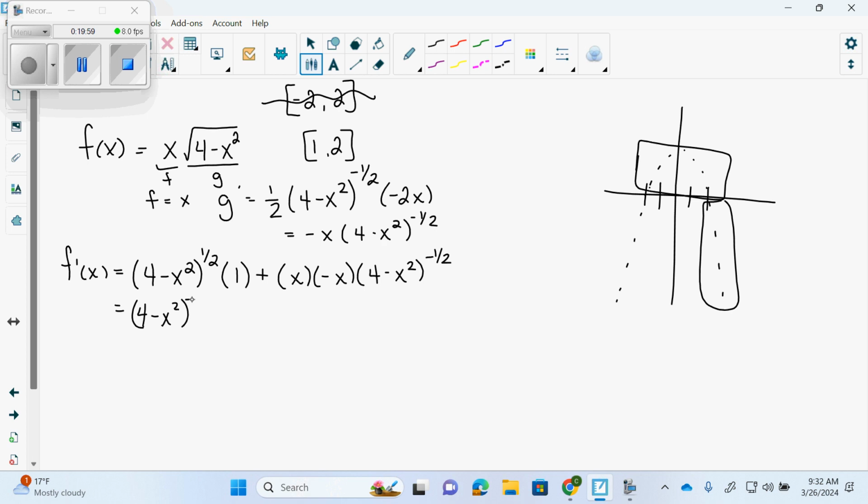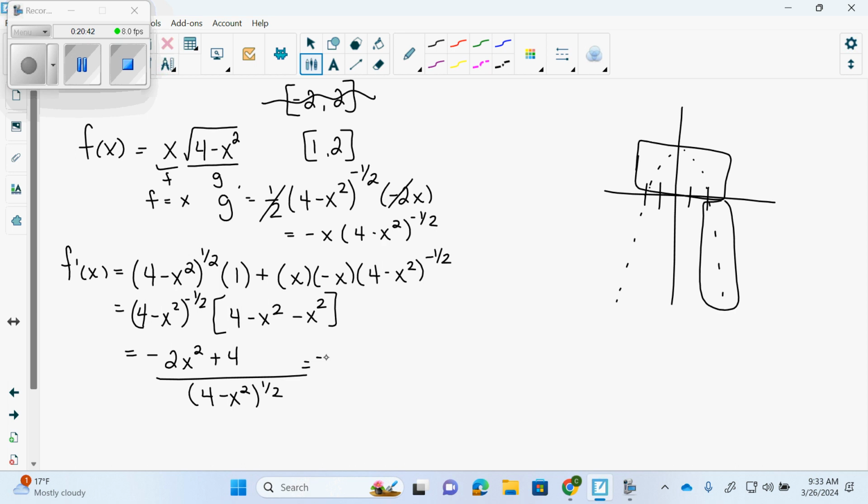4 minus x squared to the negative. You forgot the negative. You did that right. Oh, wait, no, I forgot the what? Zero. I just canceled them off before I got to here, so I didn't have to cancel them off within the question. Right? Okay. So we're left with 4 minus x squared minus x squared. Minus 2x squared plus 4 over 4 minus x squared to the half.